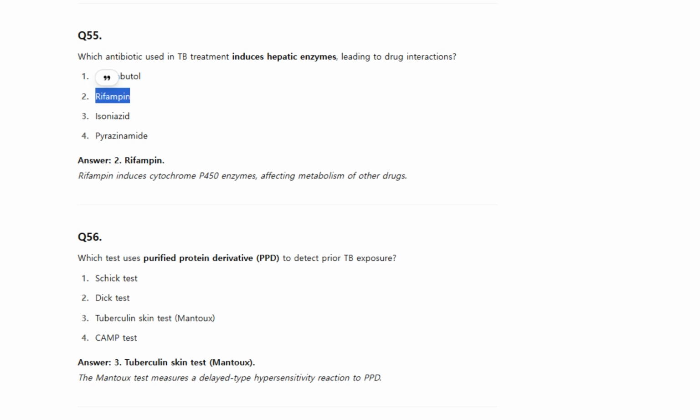Q56. Which test uses purified protein derivative, PPD, to detect prior TB exposure? 1. Schick test, 2. Dick test, 3. Tuberculin skin test, Mantoux, 4. Hanger. Answer 3. Tuberculin skin test, Mantoux. The Mantoux test measures a delayed type hypersensitivity reaction to PPD.